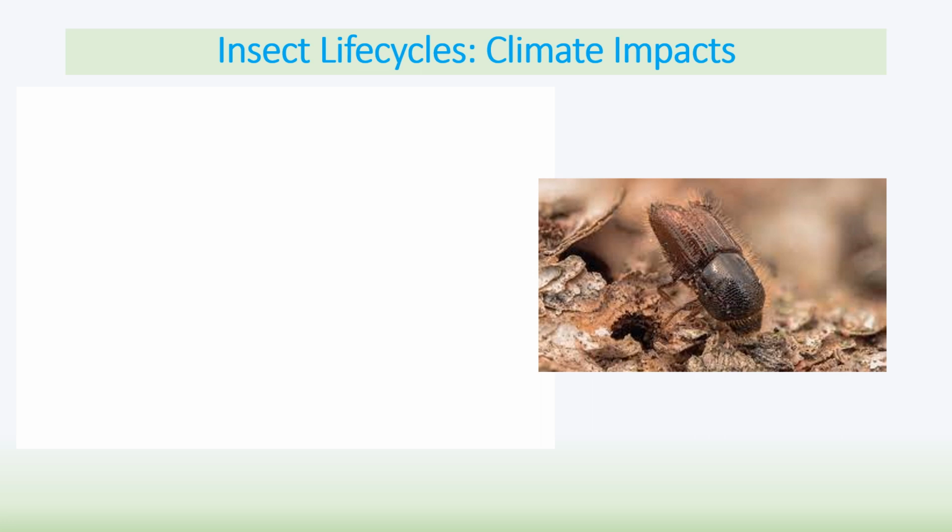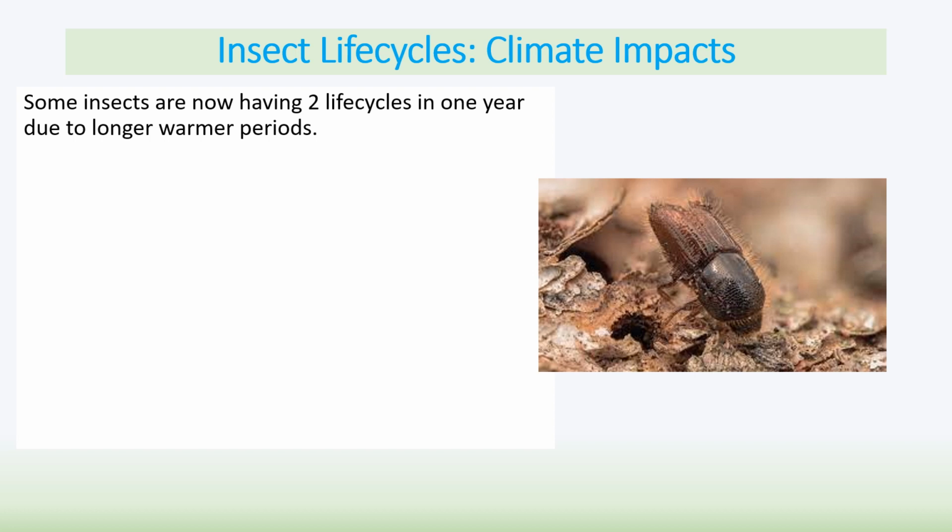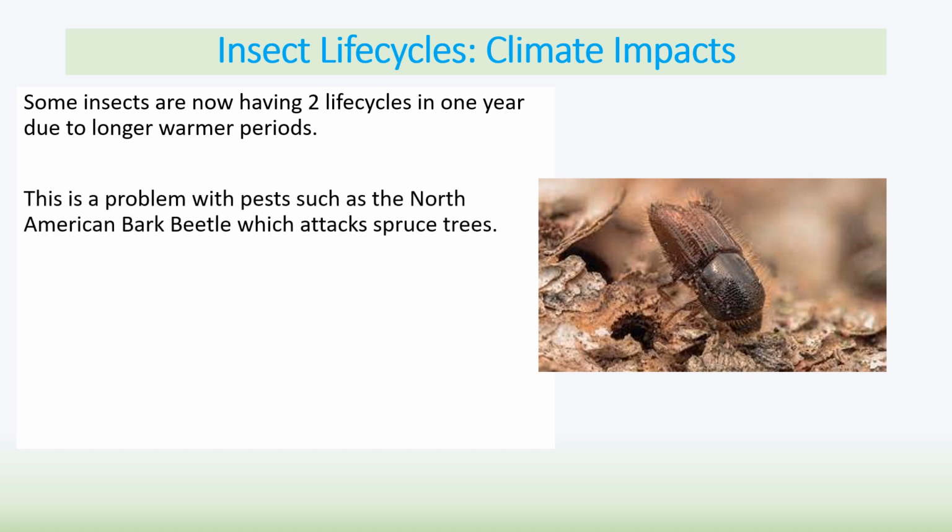Insects are rapidly changing as well. Insects have very short lifespans and they are often controlled by temperature, and some insects are having two life cycles now due to longer warm periods on the planet. Now you might think this is good for certain food supplies, and that would be true, but insect pests such as the North American bark beetle are making disease spread much more quickly. This beetle carries a fungus, and that fungus attacks the spruce tree.